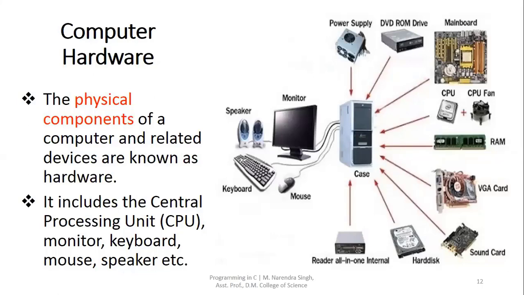And inside the CPU case, there are lots of other individual parts. For example, power supply, DVD-ROM drive, motherboard, processor, and the CPU fan, RAM, visual graphics array card, sound card, hard disk. All these physical components are fitted inside our CPU case. And these are the computer hardware.